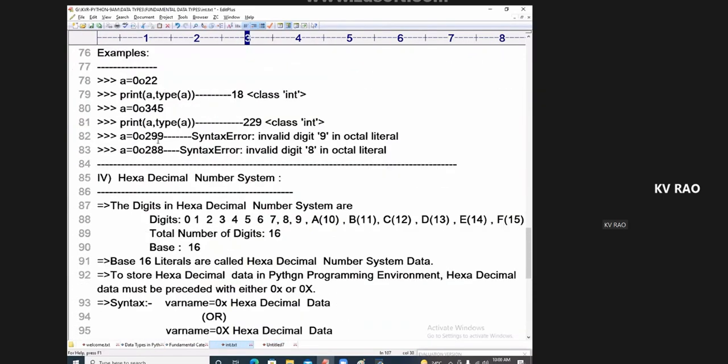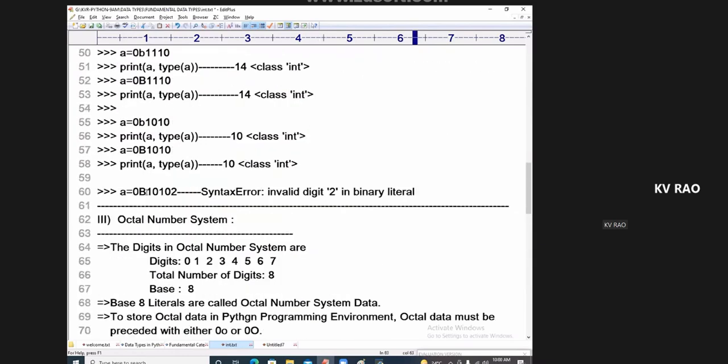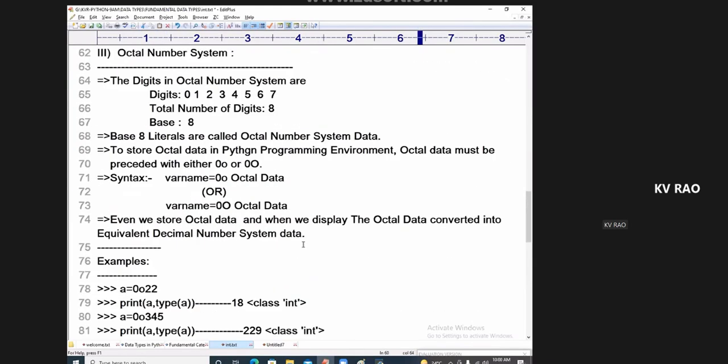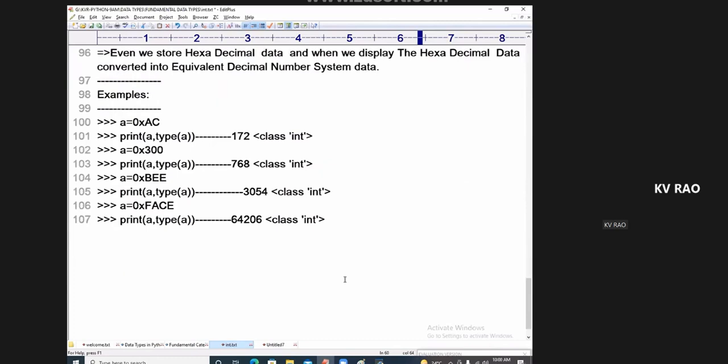Here I wrote it already: 2999 invalid literal, 2888 invalid literal. Go to binary, 1002 invalid literal. If you read my notes very well, you will get it.